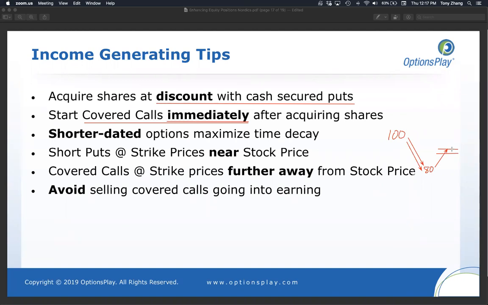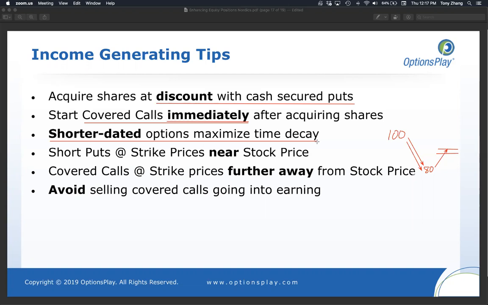So selling covered calls on a stock that you're already down 20, 30% is not a good time to start doing that. And whenever we're selecting these types of options, number one, shorter dated options help you maximize time decay. Shorter dated options allow you to do it more frequently, which adds up to more income in the long run than longer dated options.